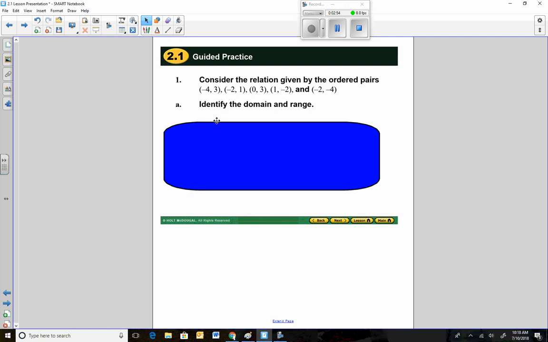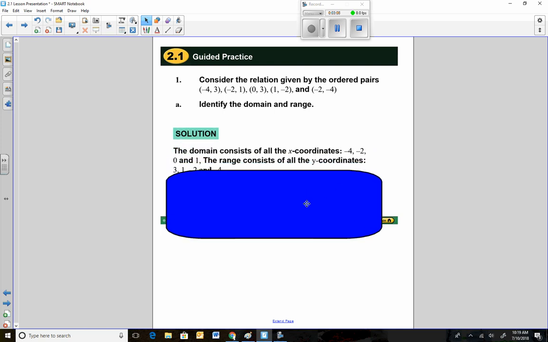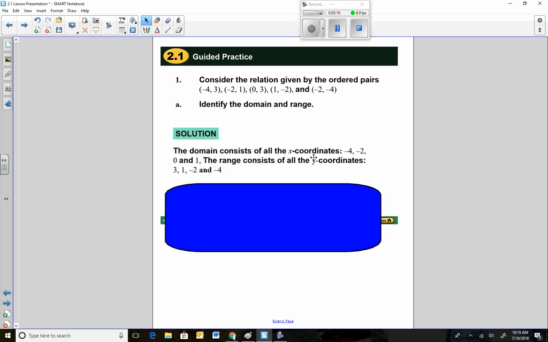Now, I would like you to take a look at these two questions and try them out on your paper in your notes. Pause your video. Welcome back. Let's see how you did. Did you name the domain and range? Domain should have been -4, -2, 0, and 1. Range, Y coordinates, 3, 1, -2, -4.